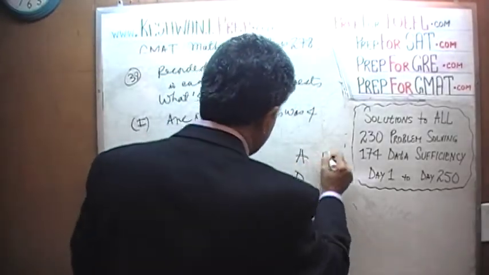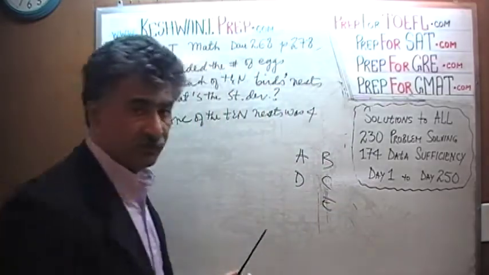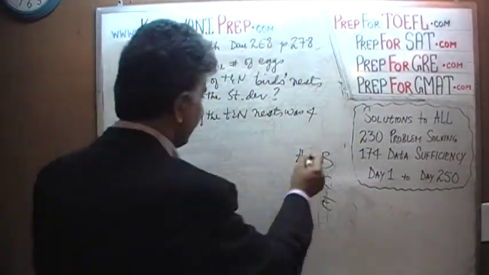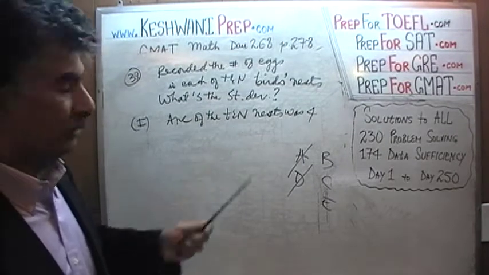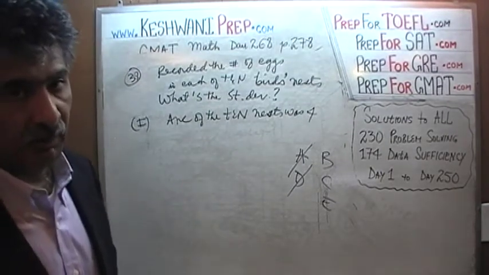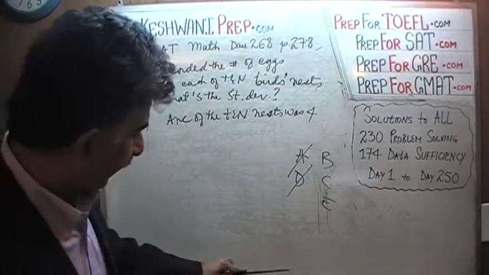A, D, B, C, E. Because the first statement by itself is not enough, the answer cannot be A or D. The answer would have to be either B, C, or E. Simply knowing what the average is does not tell us anything at all about what the standard deviation might be. Let's look at the second statement.